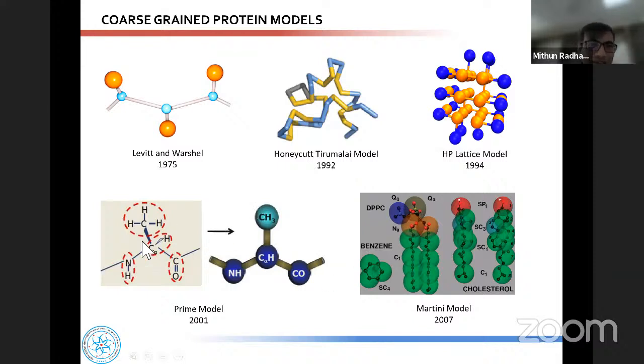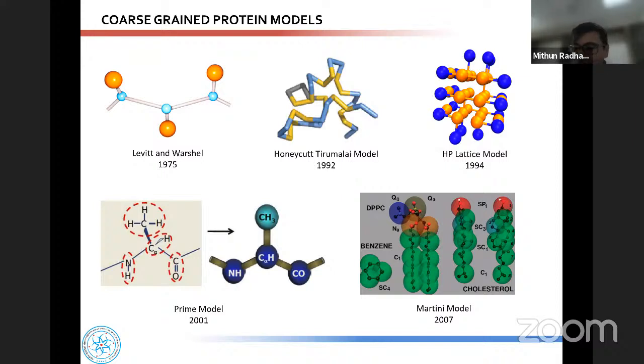This is a 2-bead model where you have an alpha carbon and this is the side group. Then you have the famous Honeycutt-Thirumalai model. Currently you have the Martini model, which is showing pretty promising results, especially for membrane proteins. Then you have the PRIME model from Carol Hall, and this is the HP lattice model. In the current study, we'll be just using the HP lattice model.